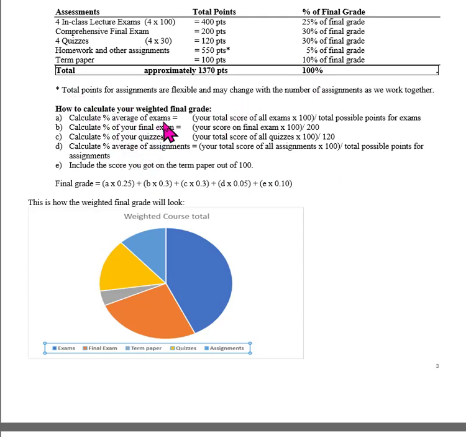You take the total of your exams and calculate the average of that. You take your final exam and calculate a percent of that. You take all your total of quizzes and calculate average percent, and then calculate average percent of your assignments. And the equations are on the right side. You can calculate them. Once you've calculated these, also include your term paper, then use this equation and add them up, and you will have your final grade calculated.